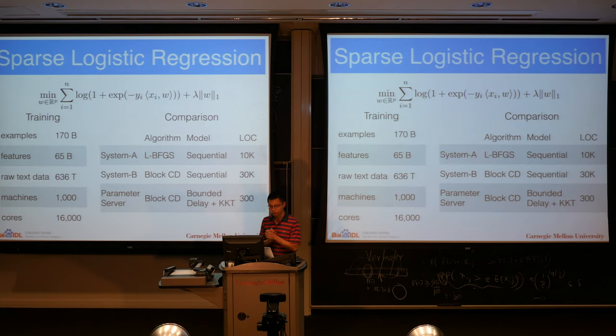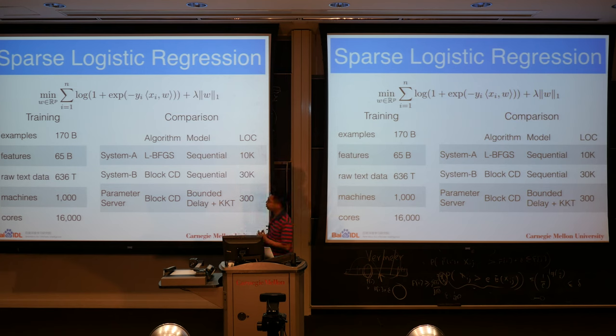In the experiments we use sparse logistic regression. This is a logistic loss plus a penalty. This is a sparse regression with an L1 norm. Why is the L1 norm important? Because if you have a lot of features, the L1 norm will automatically select features for you, so you can reduce the model size. With a smaller model, it's quite easy to deploy to the online services.